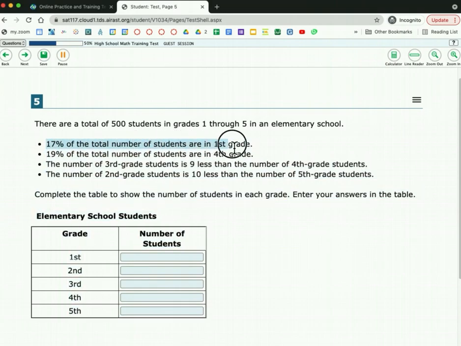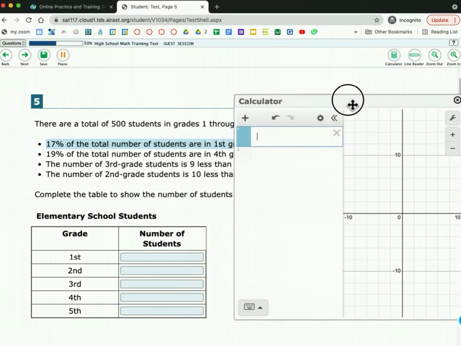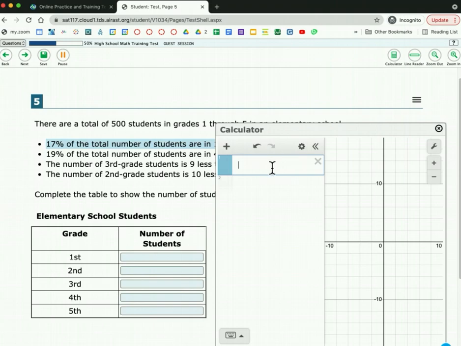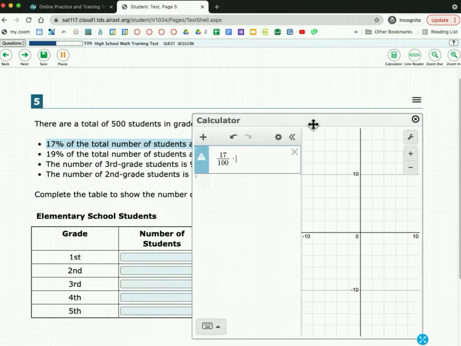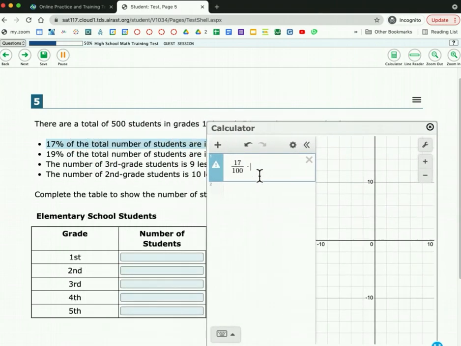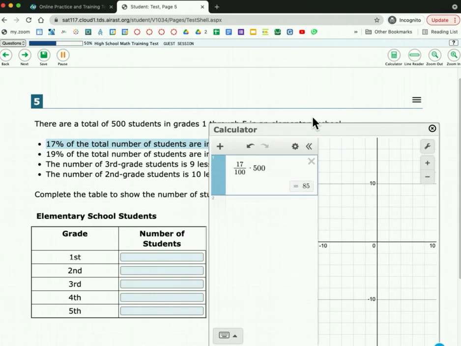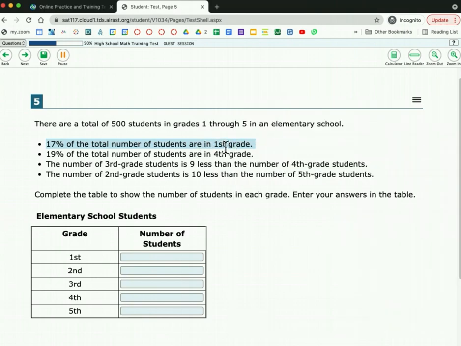17% of the total number of students are in first grade. So I can say, okay, in order to calculate a percentage, I know that I would do 0.17, right? Or you can do 17 over 100, like that. Same thing, 0.17 times, I know that there are 500 students, so I'm going to do times 500, gives me 85. So that they said that was in first grade, so I'm going to put 85 right here, like that.